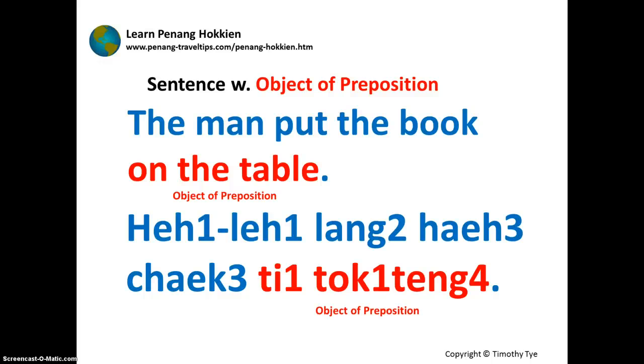A sentence with object of preposition. The man put the book on the table. In Penang Hokkien, hele lang he che ti to ting. Notice that whether you are using a present tense or a past tense, there is no change in Penang Hokkien because there are no tenses in Penang Hokkien. Other than that, the structure is more or less the same.